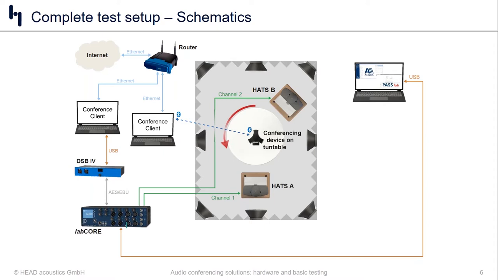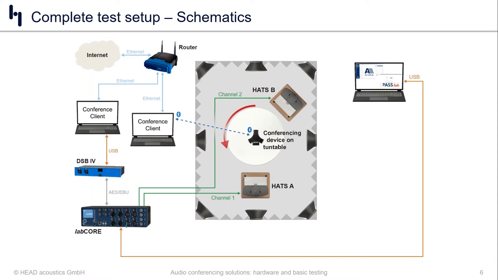Now, if we want to look at a more complete test setup, this is the setup that we are using for today's examples and today's test. So if you bear with me, I know there's a lot on this slide, but I do want to make it clear what it is we're doing. In the top right-hand corner, you have a PC that's running Aqua. That's the main piece of software that controls everything. We're connected via USB to the LabCorp, and the LabCorp then serves that purpose of controlling the head and torso, or head and torsos, because for conferencing devices, one of the things that we find extremely important is the ability for that device to be able to handle multiple talkers. So our LabCorp needs to be able to do that.